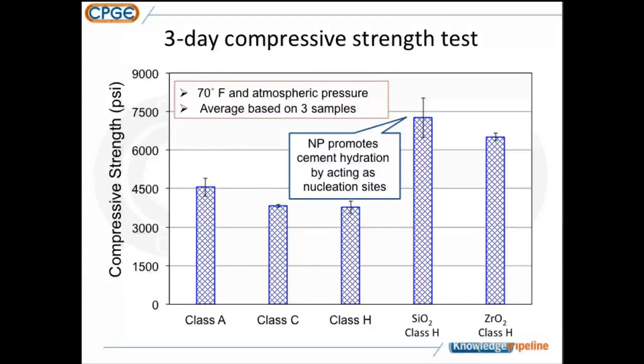So what we've been looking at is the addition of silica and zirconia nanoparticles to cement to see how it alters the compressive strength and also the shear bond strength of the cement with the formation.